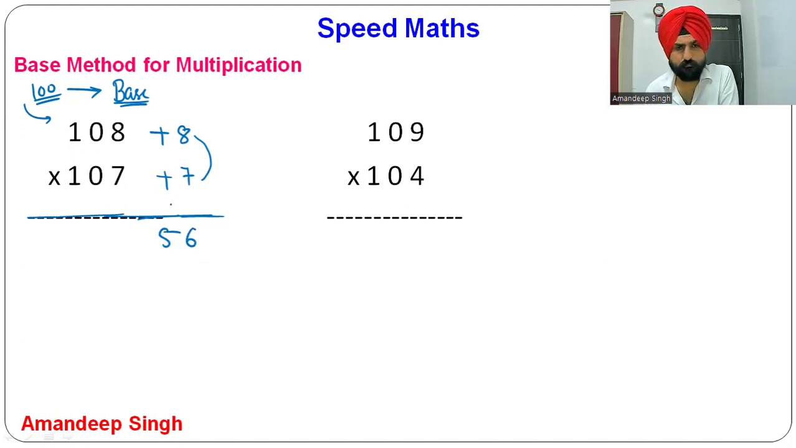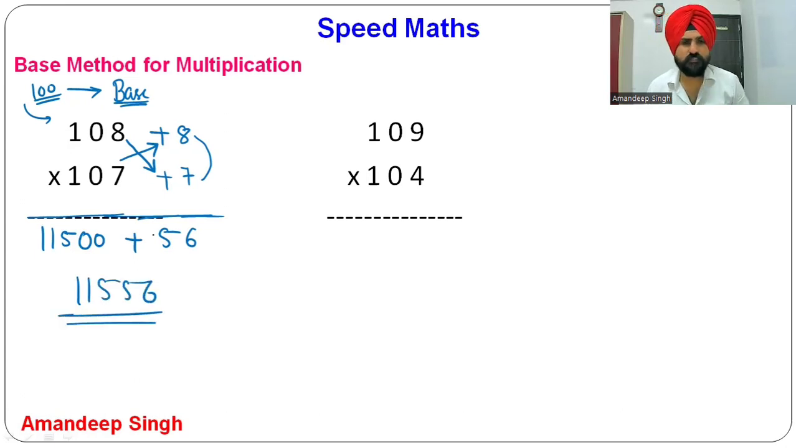Now you'll get an answer. See how. What is 107 plus 8? It is 115. Or you can do it the other way around: 108 plus 7. It is again 115. So 115 multiplied by the base. My base was 100, and then add this number. So my answer is 11556.